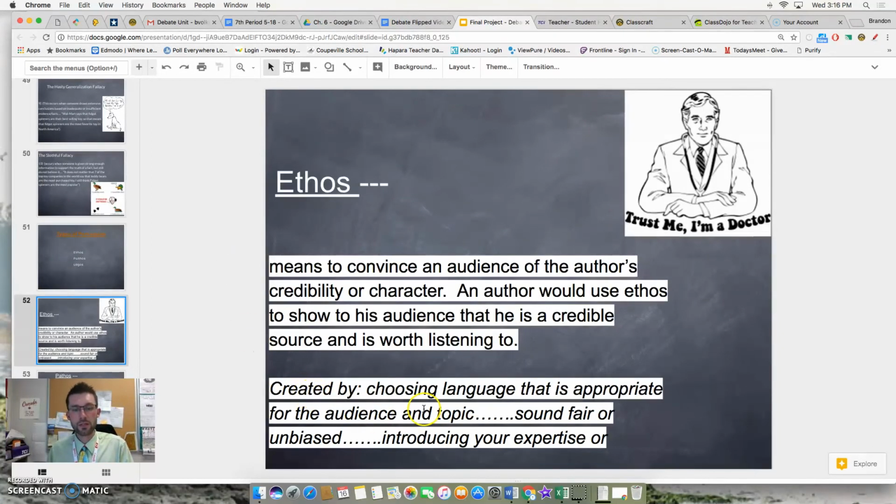You can do ethos by choosing language that's appropriate to the audience and topic. You want to make sure you sound fair and unbiased. You don't want to sound like a crazy kook who's flying off the handle. You want to introduce your expertise by stating, I have researched this, or I've looked at 20 different sources and I've come to this conclusion. So you're trying to convince people that you're a trustworthy source.